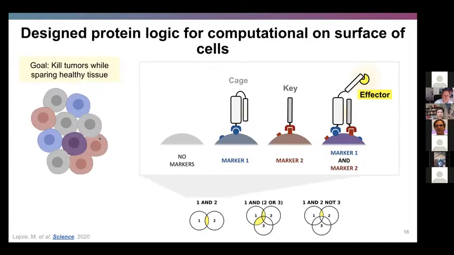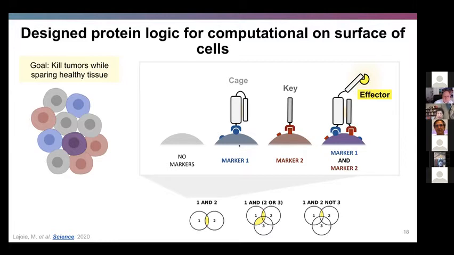But we can use the same concept of designable switches to do other sorts of things. For example, this illustrates performing logic on the cell surface. In a number of situations, like in cancer, you want to be able to detect cells that have combinations of surface markers rather than just one single marker. For example, most tumors arise from normal cells. They don't really differ that much from normal cells. So it might be that there's no single marker that distinguishes tumor cells from normal cells, but say there's two markers that together distinguish.